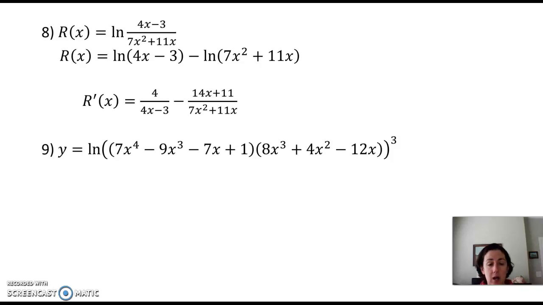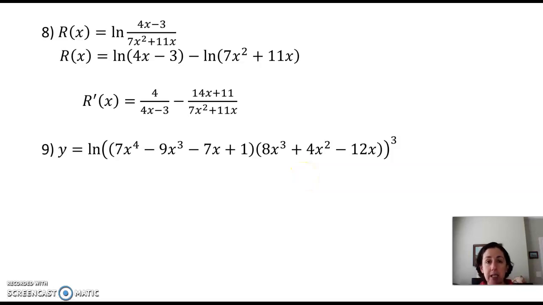The natural log of 7x to the fourth minus 9x cubed minus 7x plus 1 times 8x cubed plus 4x squared minus 12x, all of that being raised to the third power. Now, if I was going to do I prime over I, the derivative of the inside over the inside, notice this whole big thing right here is my inside function. To take the derivative of that, I've got chain rule, and inside my power chain rule, I would have product rule. That seems pretty messy.